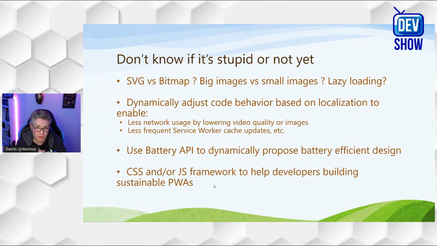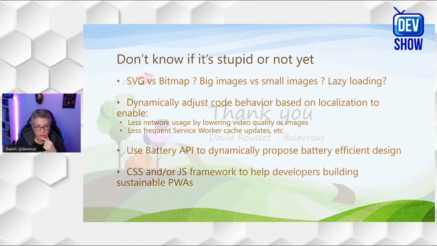I wanted to know if it would be interesting to dynamically adjust my code based on where you're living. And I've been able to find some interesting studies that this is not that stupid. Should we build a CSS or JavaScript framework to help developers build sustainable PWAs? I'm not sure about that. I haven't been able to measure lazy loading for big images or to measure SVG compared to bitmap. Maybe SVG is lightweight on the network, but maybe it's using more of the GPU. I don't know. I need to measure. And also, I would like to better use the Battery API, something I'm currently doing with the Edge team. And I've got a call soon with them to try to evaluate that.